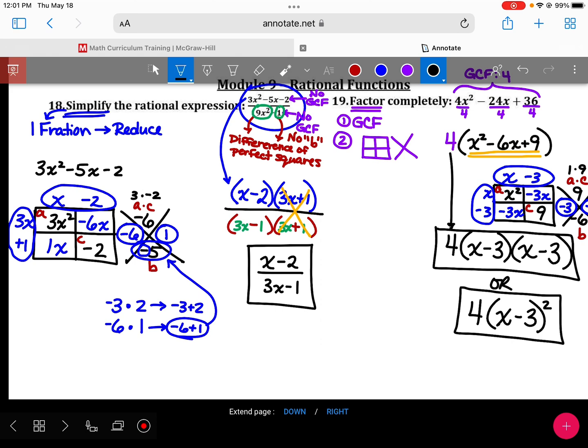I am going to skip number 20 because we have to practice that exact same skill in number 22, and that's one that I want to do with you guys.